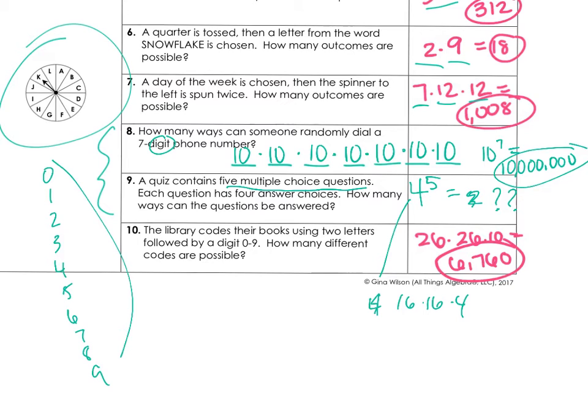All right. And then number 10, the library codes their books using 2 letters followed by a digit 0 through 9. That's 10 digits, the 0 through 9, and then 2 letters. So 1 letter is 26 because there's 26 letters in the alphabet, and the second letter is 26 because there's 26 letters in the alphabet still. So 6,760.